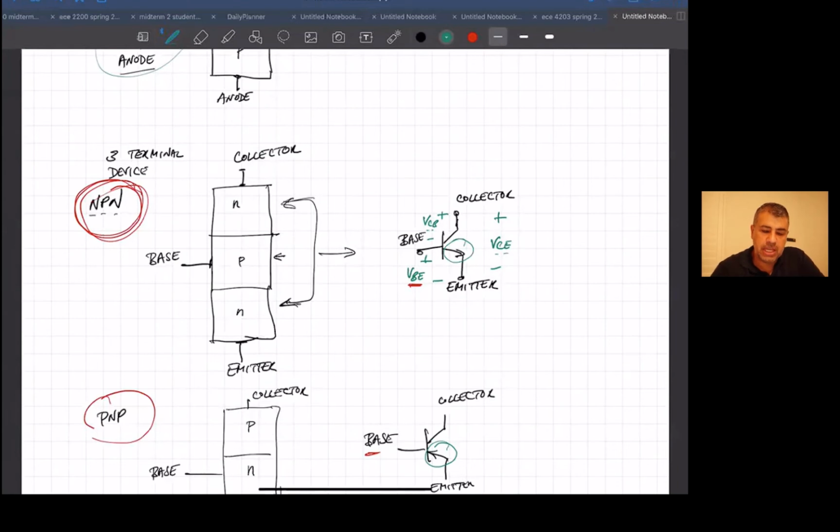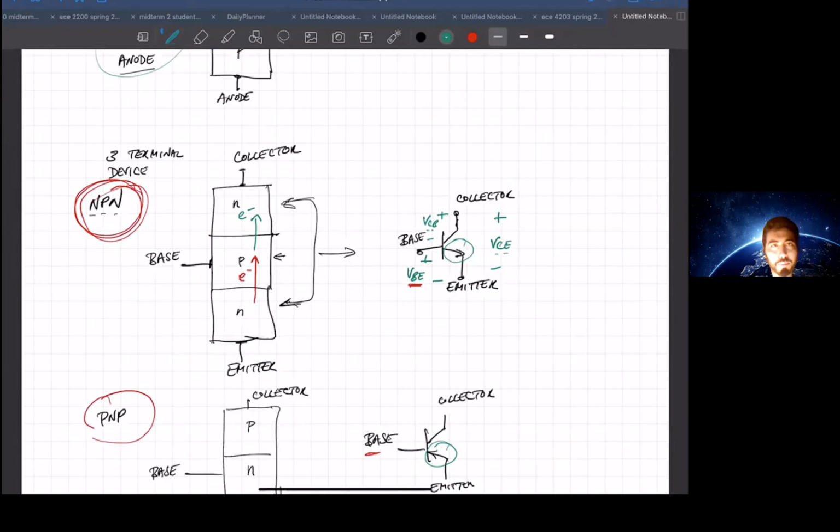But as you'll see in a minute, the way this device works is that the emitter is emitting electrons into the base, controlled by the voltage between base and emitter. Then the collector is collecting those electrons. That's kind of how I thought about it. Is that really why they're called emitter and collector? I think so, it makes sense, but I don't know for sure. Thank you, that helped a lot.